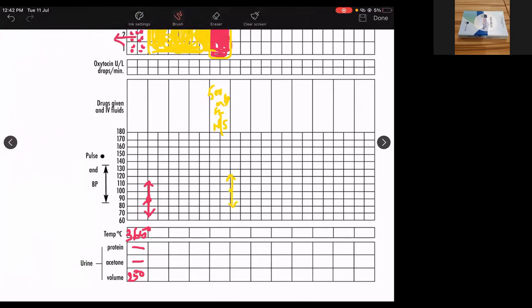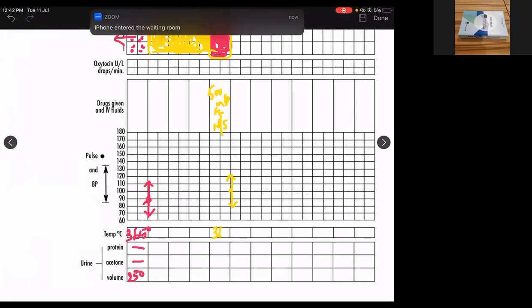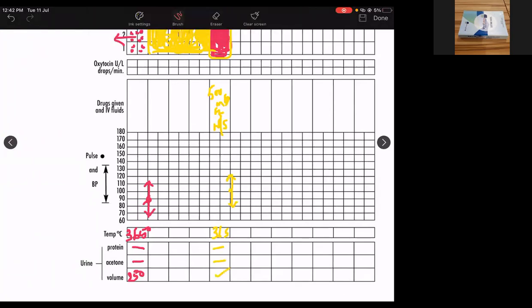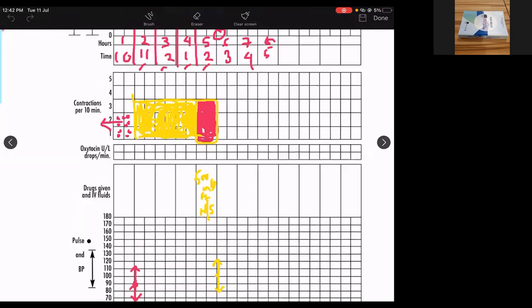So you plot again. Her temperature is still within normal range, that's 36.5. No proteins, no acetone, volume still the same. But you have already emptied the other one, so she has made like 250 mils again. Actually, it should be more than 250, but assuming that is what was given.